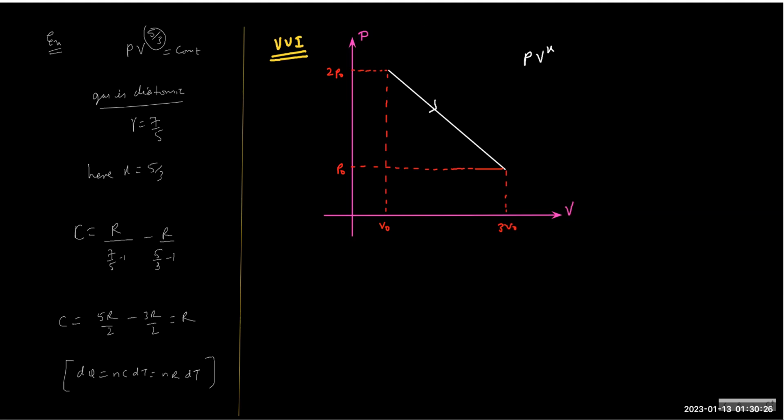So this process cannot be polytropic because it's a straight line. It is a straight line with an intercept also. So this is not going to become P proportional to V to the power X for any value of X, right? So anyway, this is some random process. It doesn't fall into any category of process which you know so far.